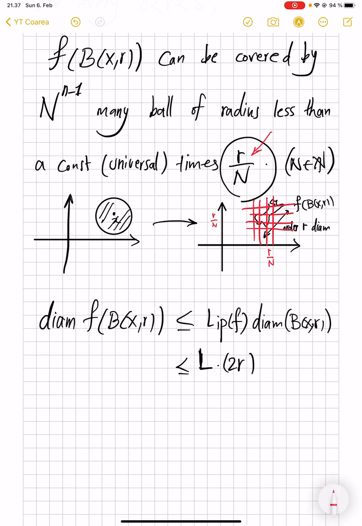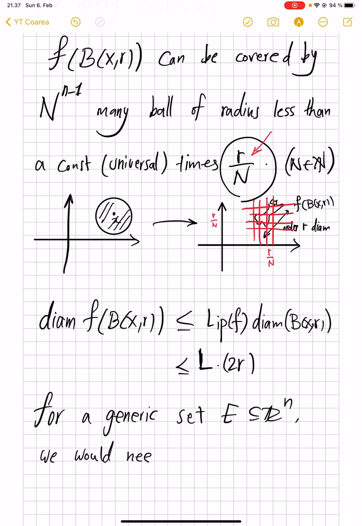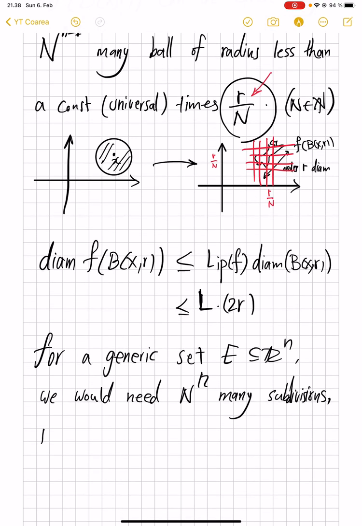Each grid cell has diameter comparable to r over n, but how many will we need? In each coordinate axis direction, we have divided into n many pieces. So for a generic set E inside R^n, we would need n to the power n many subdivisions to break it into sets of diameter at most diameter of E divided by n. Okay, that's for a generic set.